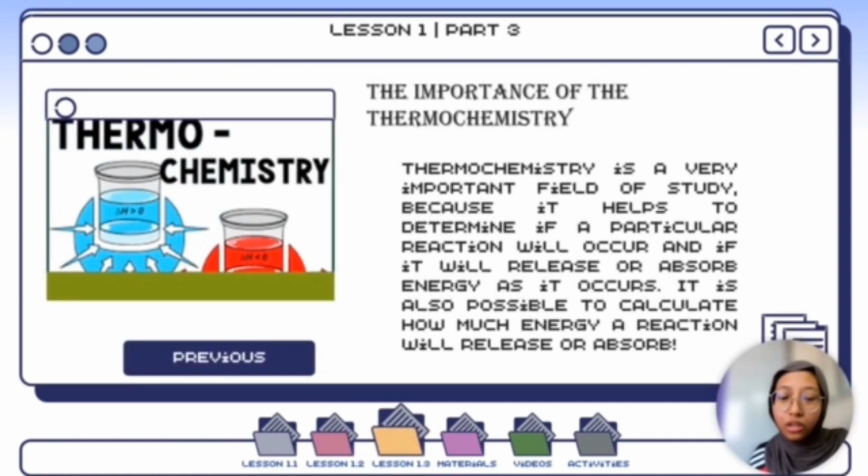Next, I'm going to talk about the importance of thermochemistry. Thermochemistry is a very important field of study because it helps to determine if a particular reaction will occur and if it will release or absorb energy as it occurs. It is also possible to calculate how much energy a reaction will release or absorb. This information can be used to determine if it is economically viable to use a particular chemical process. Thermochemistry, however, does not predict how fast a reaction will occur.